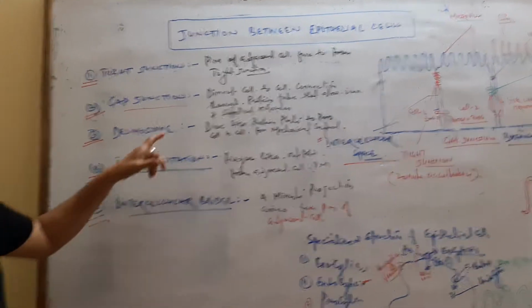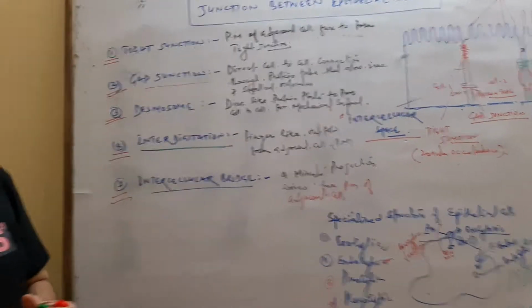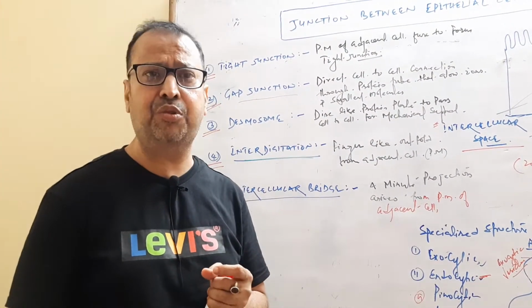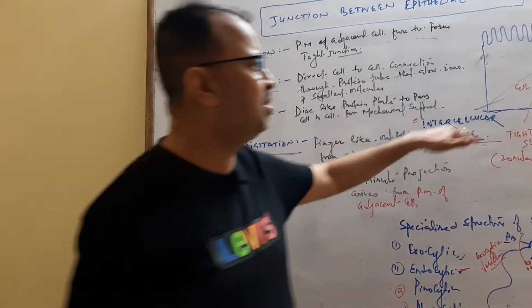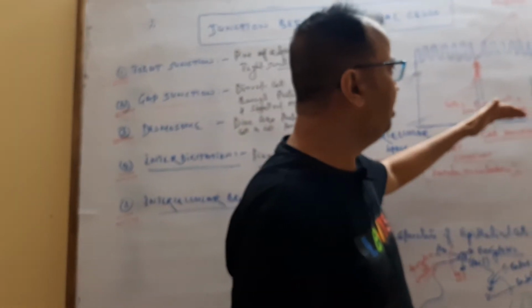Hello friend, now we are going to start the epithelial tissue. Epithelial tissue is composed of epithelial cells. Epithelial cells group together to form epithelial tissue. Here are the many epithelial cells grouped together to form the tissue.